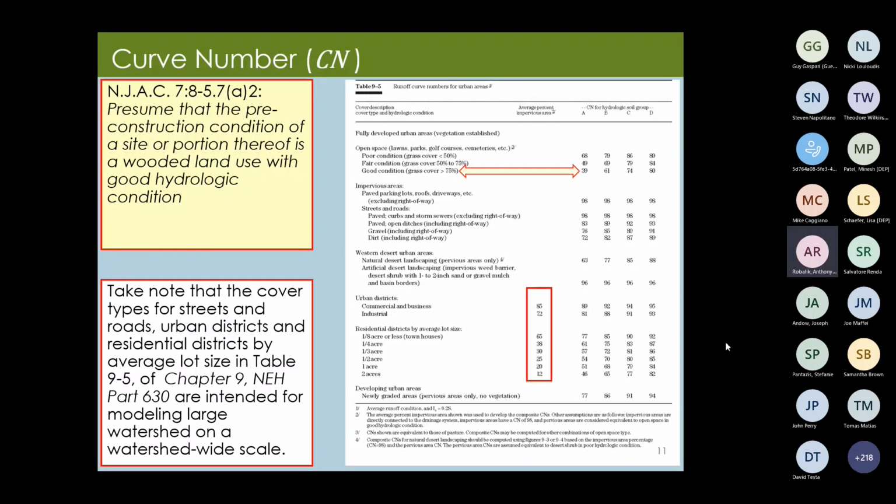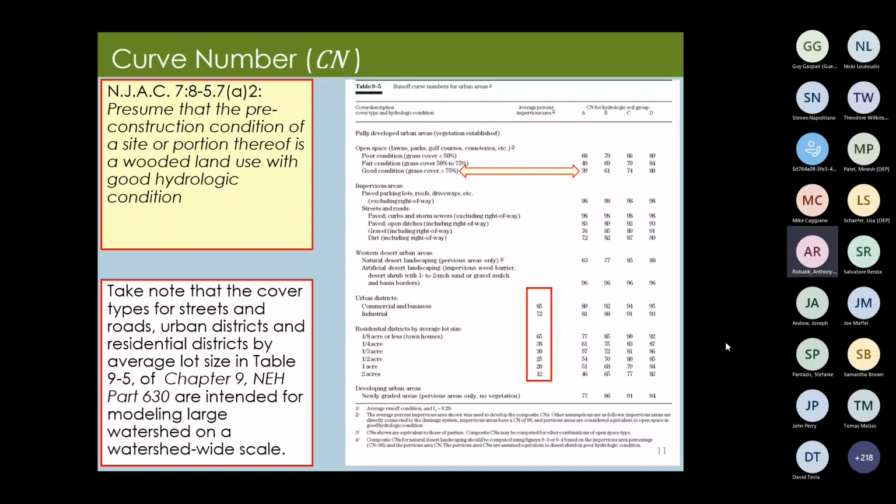Shown on the right is table 9.5 from the NEH. There are also many different land uses and ground conditions, but most of the time you'll see the ones listed here in table 9.5. Notice that the CN increases as the soil group goes from A to D. So there's going to be more runoff for a D soil than for an A soil for a given land cover.